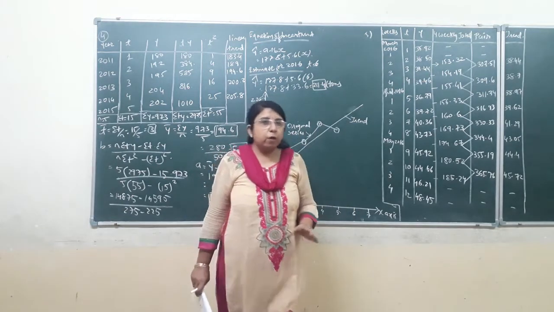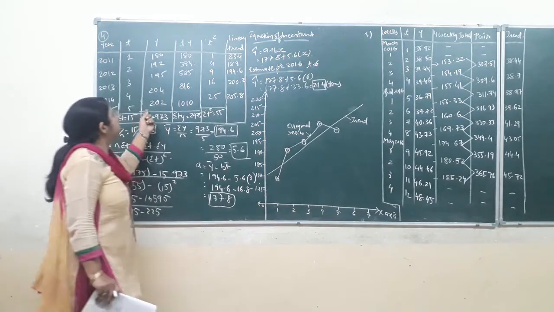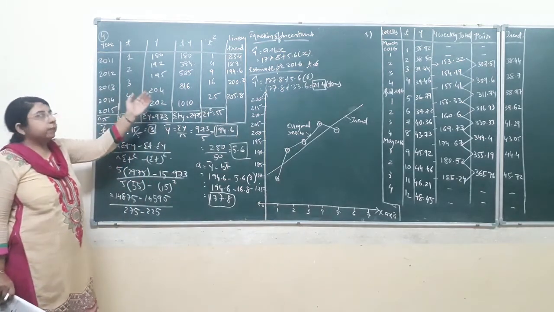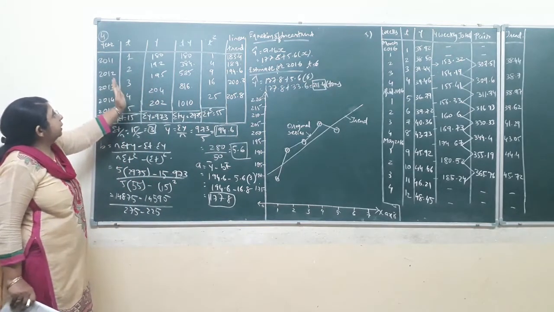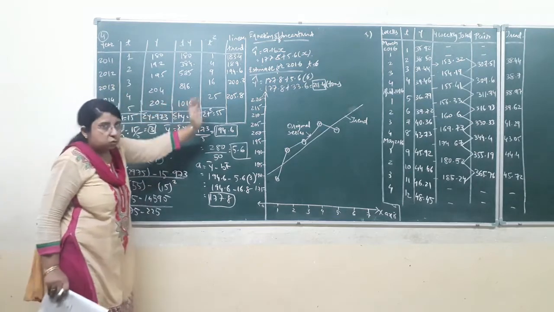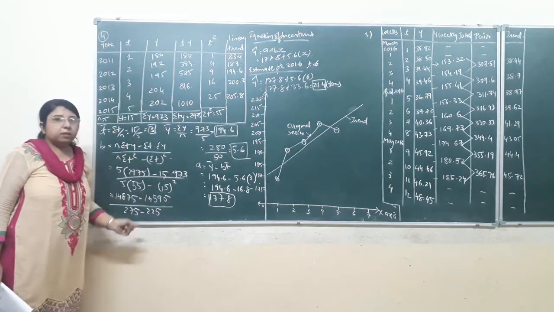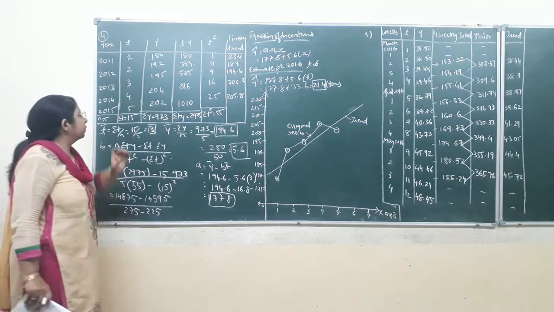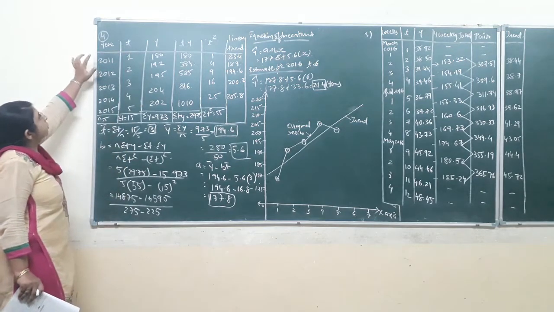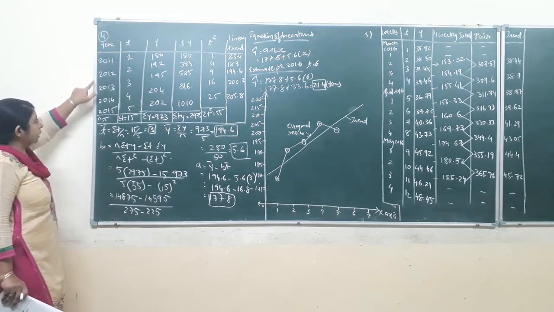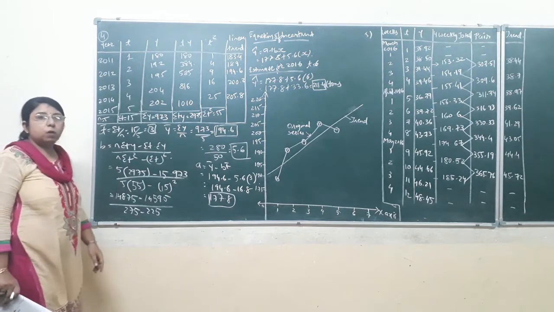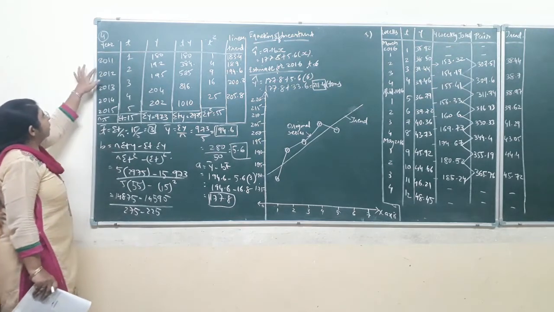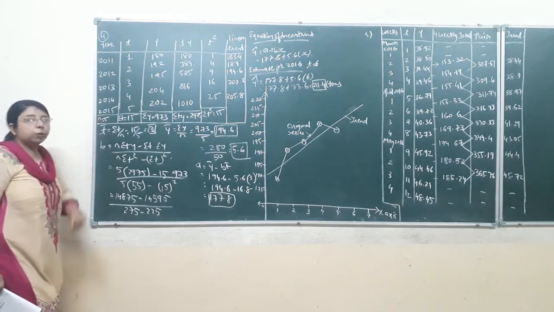So first of all, we have to prepare a table. In that we have to find the data related to Ty and T square, and then afterwards you have to place it in the concerned equation. So let's start with it. As you have in your question, the first column is of year, that is from 2011 to 2015. So the total number of observations, that is n, is equal to 5.